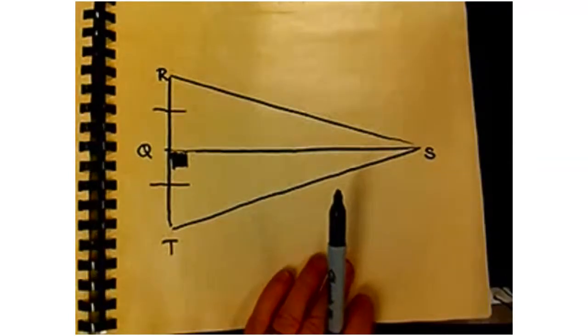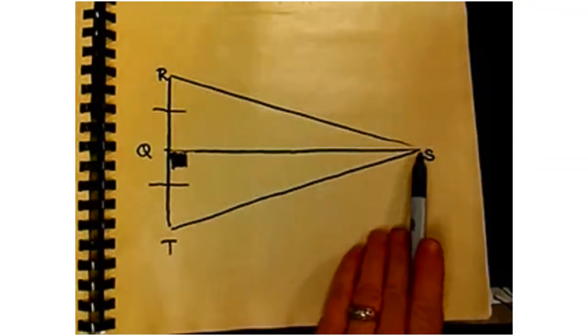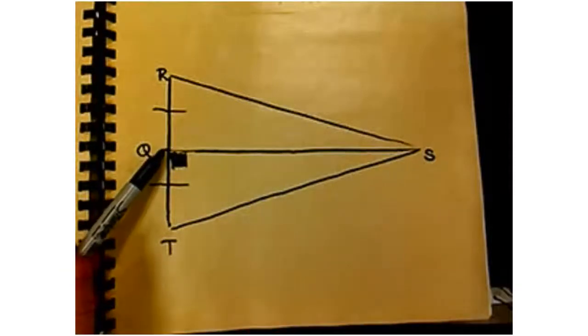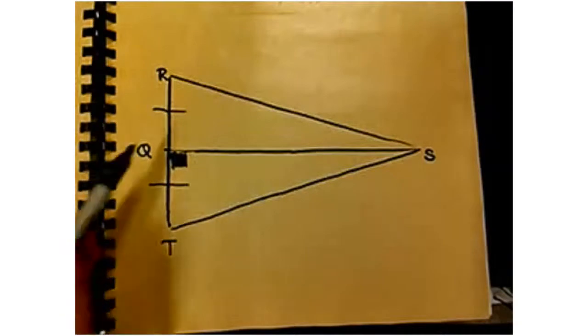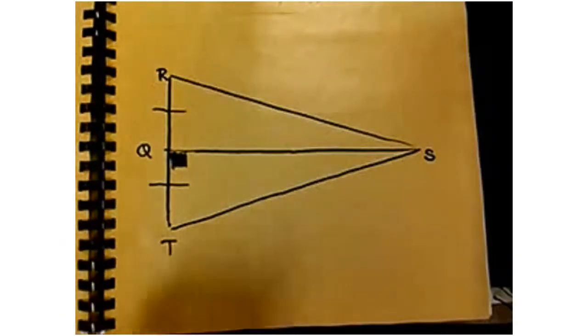It also meets the definition of a median because it comes from a vertex to the side opposite at the midpoint. The midpoint means it splits that side opposite into two equal parts. So those tick marks indicate that.